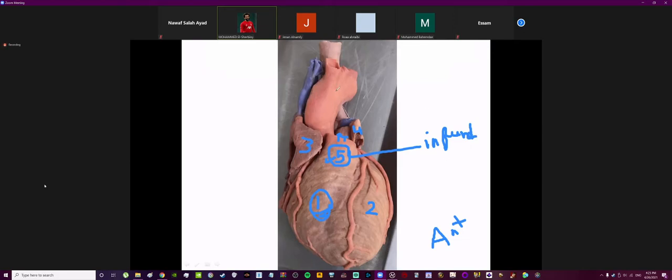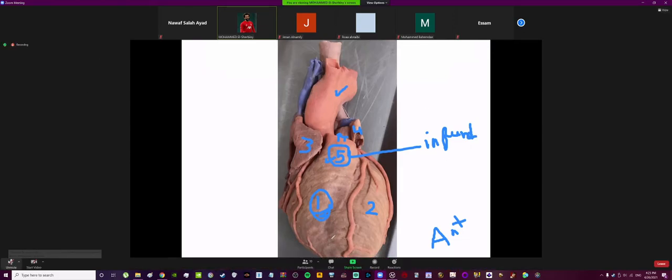Okay, identify. In the arch of aorta. Identify. Superior vena cava. Yes, the superior vena cava opens in the right atrium.